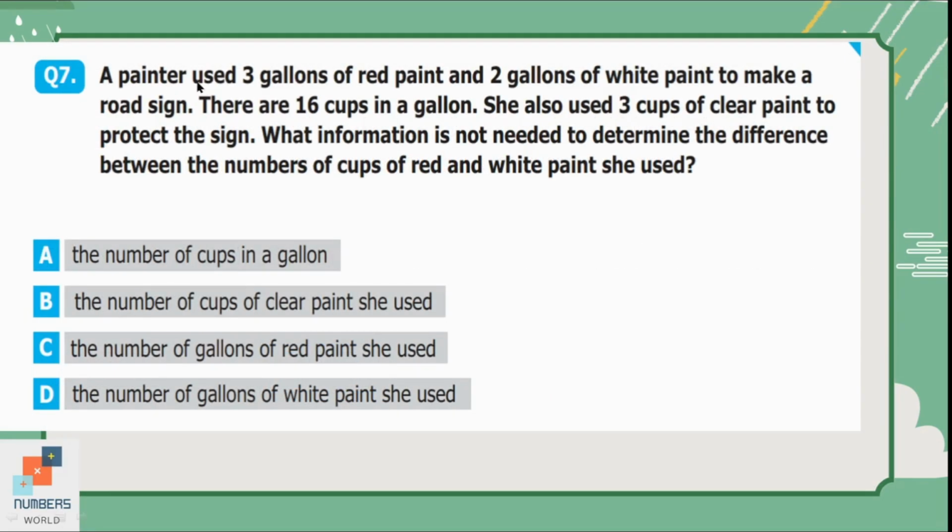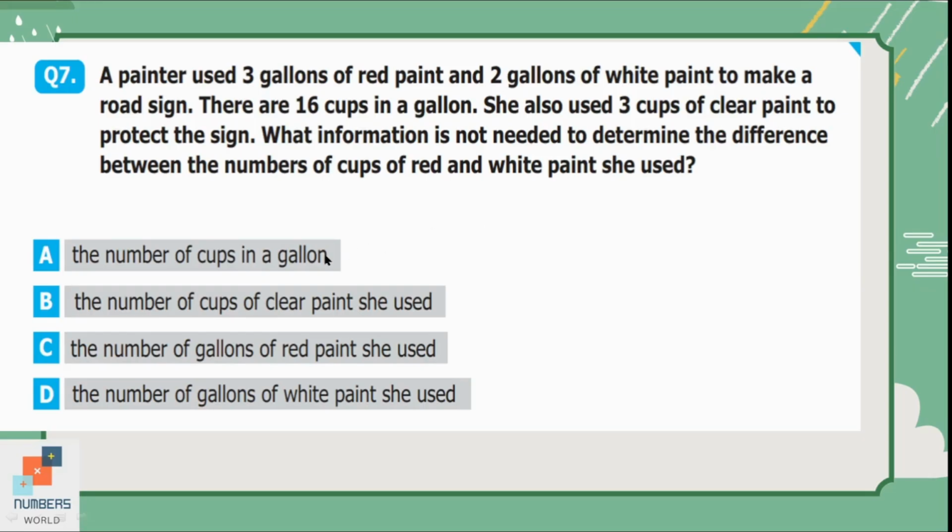Question number 7. A painter used 3 gallons of red paint and 2 gallons of white paint to make a road sign. There are 16 cups in a gallon. She also used 3 cups of clear paint to protect the sign. What information is not needed to determine the difference between the numbers of cups of red and white paint she used? Option A is the number of cups in a gallon.